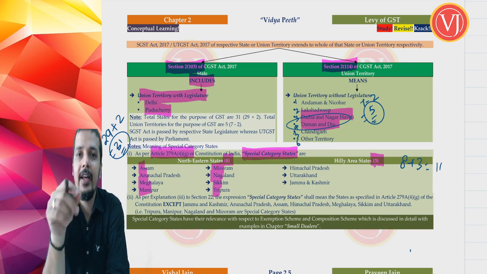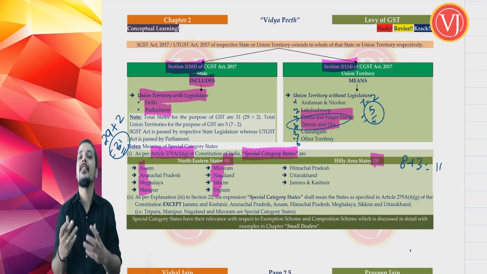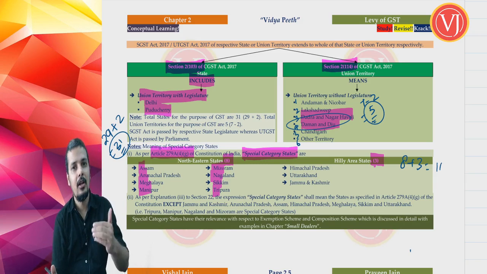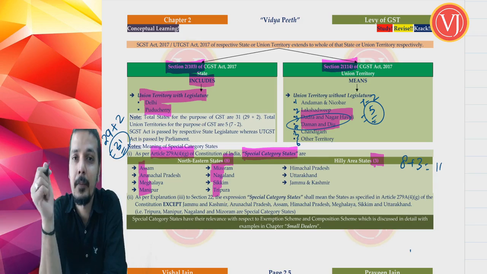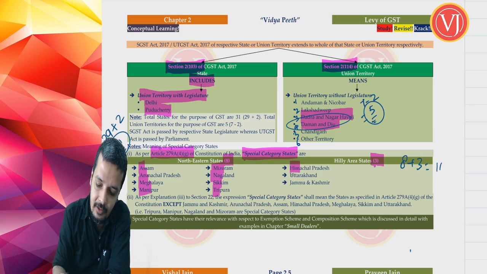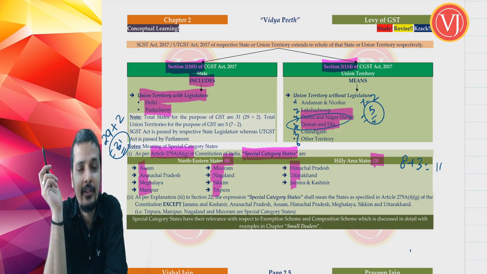Now what is 8? 8 are northeastern sister states. We call them sister states. And simple, you are talking about Assam, Arunachal Pradesh, Meghalaya, Manipur, Mizoram, Nagaland, Sikkim and Tripura. And 3 hilly area states: Himachal Pradesh, Uttarakhand and Jammu and Kashmir.